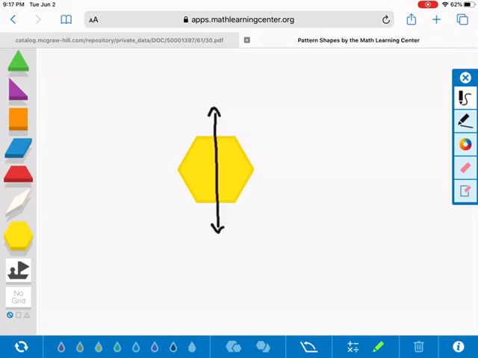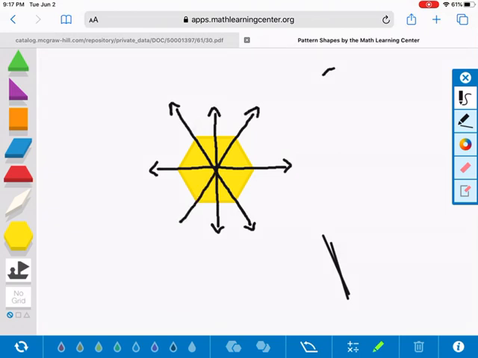So vertically, you can do one horizontally, straight down the middle, sideways. You can also do them diagonally. So if I go through the corners, the shapes will be also mirror images of each other. So this is an example of a shape that has more than one line of symmetry.